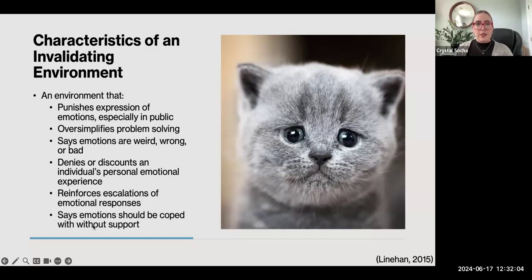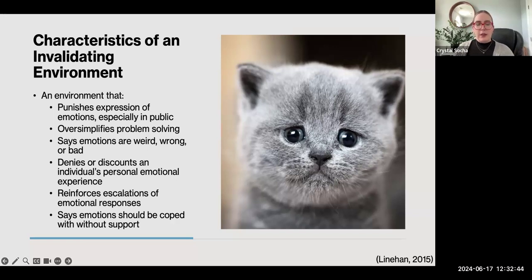And then the last piece here, so this might include an environment that says emotions should be coped without support. So this might look like an adult telling a child, if you're going to keep crying, go to your room and come down when you're able to get a control of yourself. Again, similar to punishing expression of those emotions, this person is going to go to their room and figure out what to do without any support. Child likely has no clue how to figure out what's happening to those emotions and is now struggling with figuring out how to get through that difficult feeling.